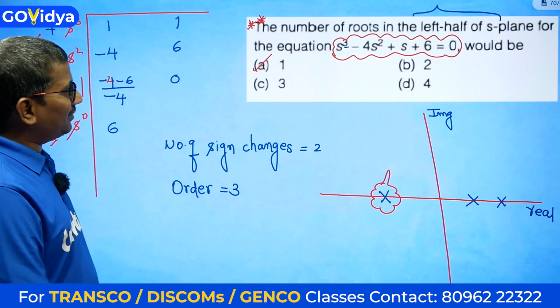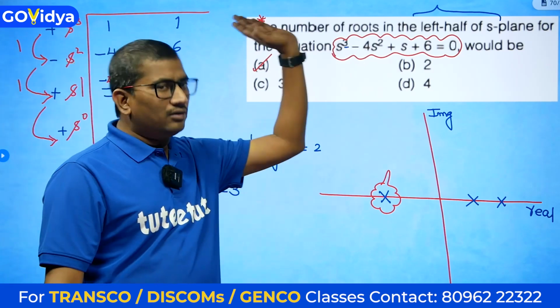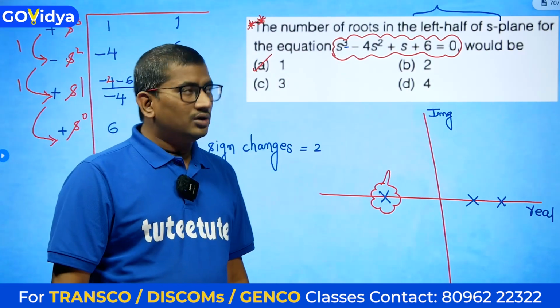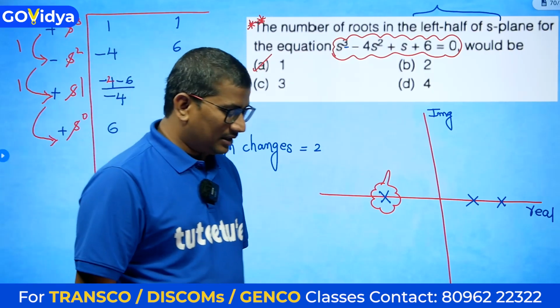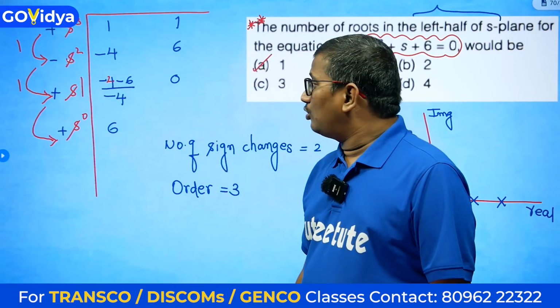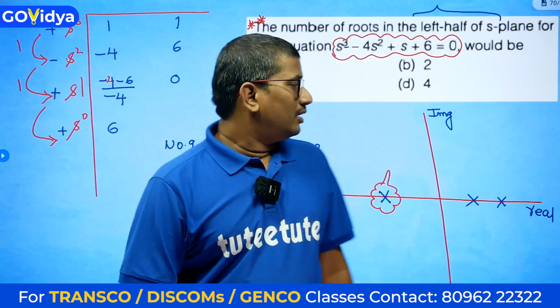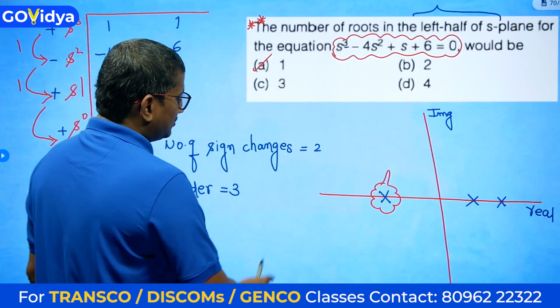Clear enough? Ultimately, it is very clear that poles are lying on the right hand side, but how many we don't know. To understand that, yes, we have to use this RH criteria. Right? I hope it is clear. Now, let us see another question.